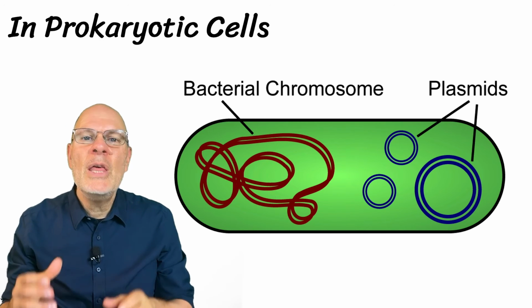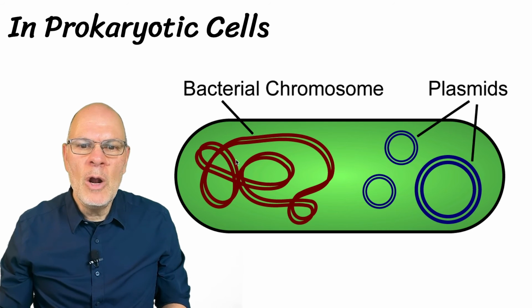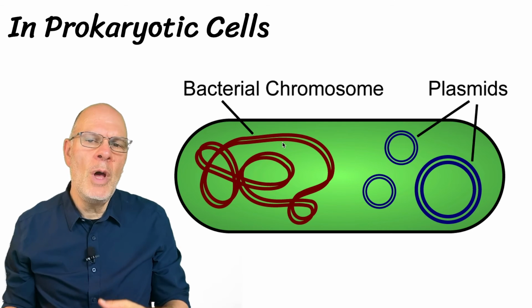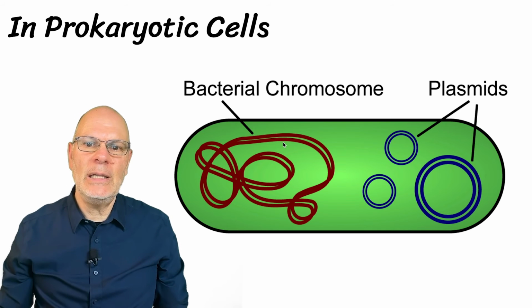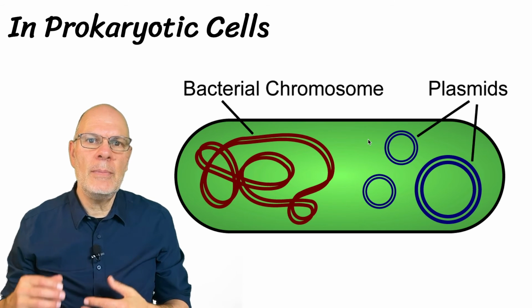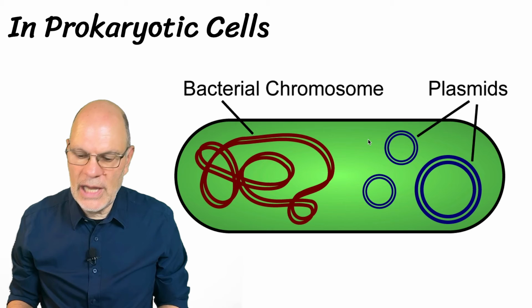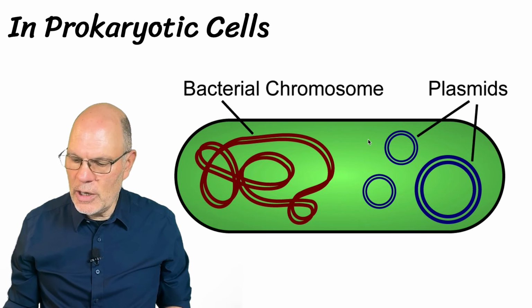Where's the RNA? The RNA is everywhere. So the RNA would be right here next to the chromosome as transcription happens, and it'll be out in the cytoplasm, involved in protein synthesis and in other processes that RNA is involved in.